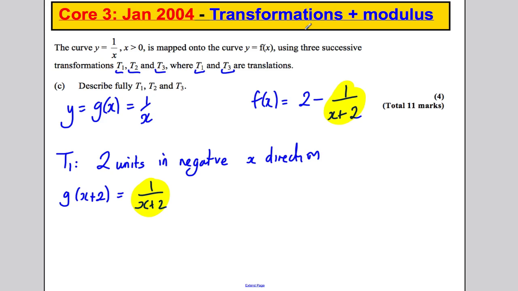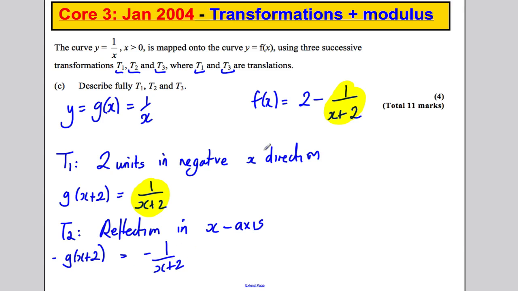Now, what does T2 do? What could we do now with this function to get it looking like that? Well, what if we did a reflection in the x-axis? So we're making g of x plus 2 negative. So we get negative 1 over x plus 2, which gives us this negative sign as well, which we want.